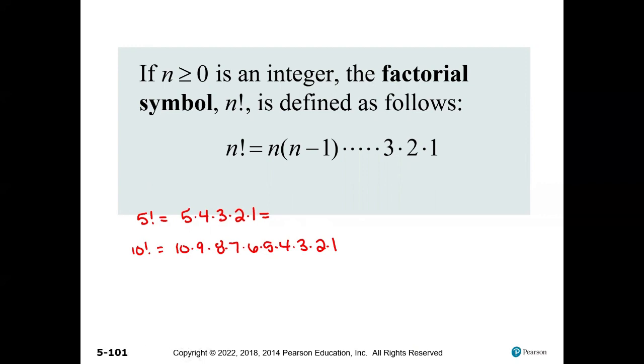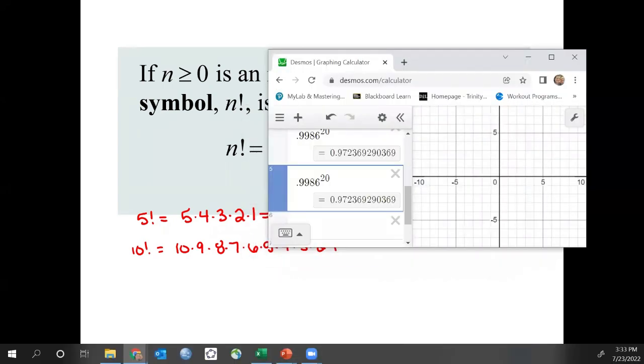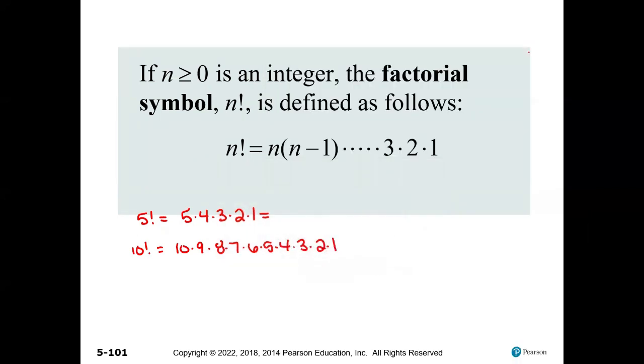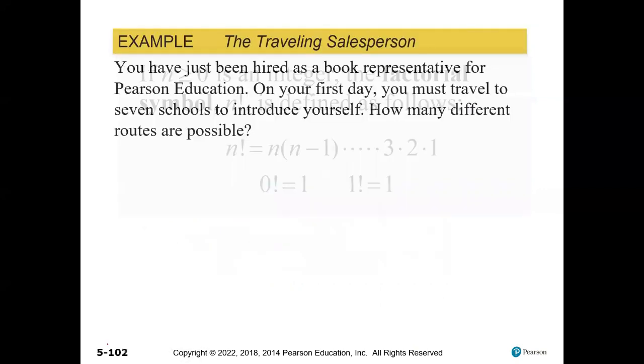Just to show you. So 5, I can type exclamation, it gives me my answer. 10 exclamation point, it's going to do all the math for me. So it knows exclamation stands for factorial, and it will do the multiplication for you. This is used as we move forward into these permutations and combinations here in a little bit.